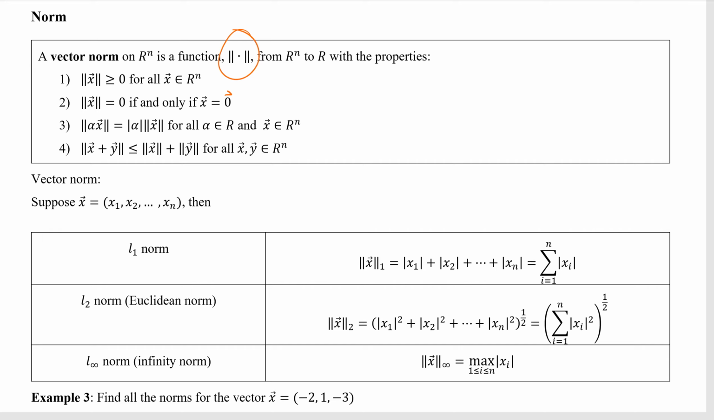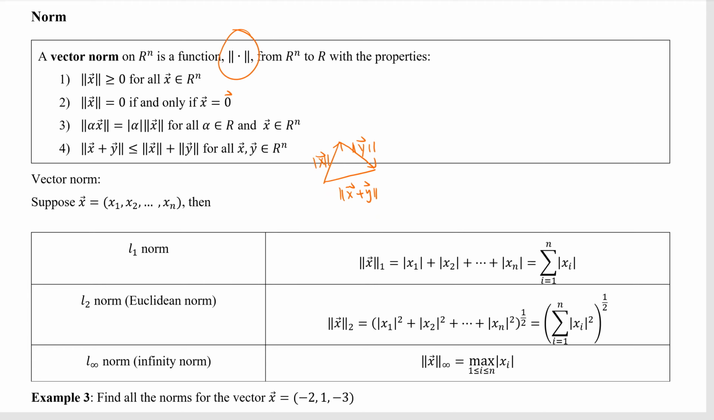Fourth, we satisfy the triangular inequality. So the norm of x plus y is less than or equal to the norm of x plus the norm of y. Why do we call it triangular inequality? Well, think about it. If this is x, and this is y, then this guy is x plus y, right? And look at the norm. We have the sum of the two sides is greater or equal to the other side, right? So this is the triangular inequality.